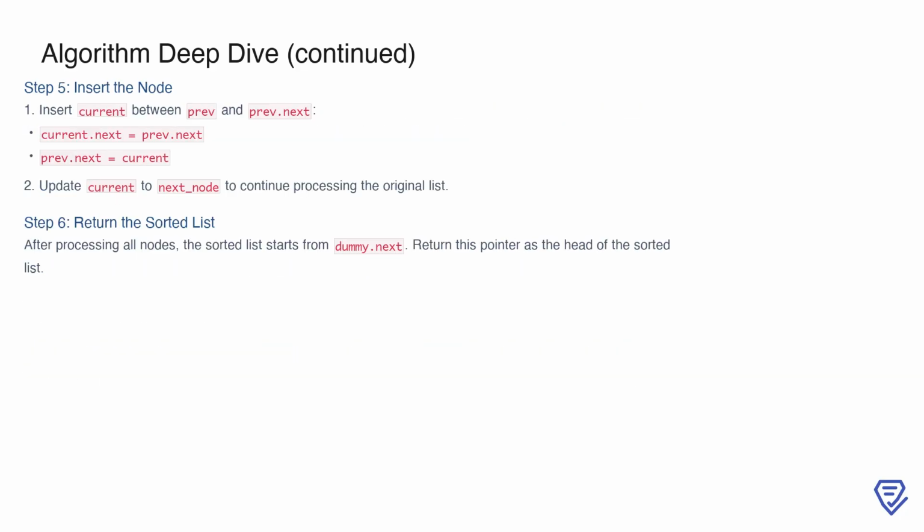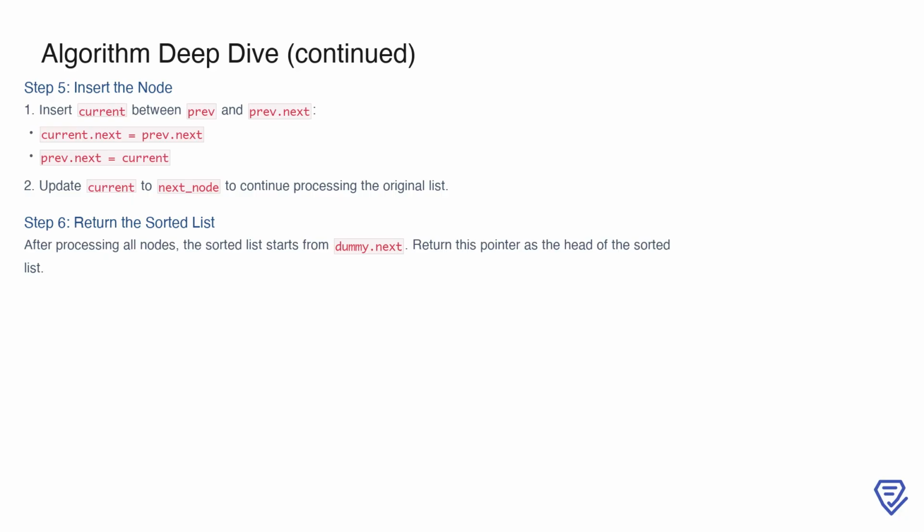Once we've identified the insertion point using the previous pointer, we proceed to insert the current node into the sorted portion of the list. This involves updating the pointers. We set the next pointer of current to point to previous.next, and then update previous.next to point to current. This effectively places the current node between previous and previous.next.